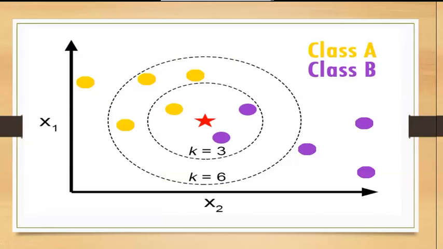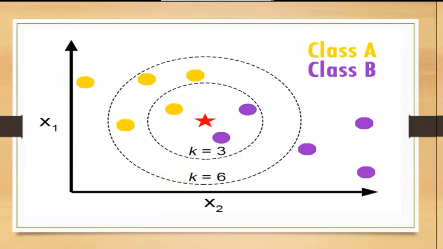So what we do is we take the K nearest neighbors to this point. Suppose K is equal to 3. We take the 3 nearest points and we see that 2 of the points are blue and 1 of the points is yellow. Since blue is the majority among these 3, we classify the unclassified point as belonging to class B. Suppose we take K equal to 6. We take the 6 points nearest to this unclassified point. This has 4 yellow and 2 blue. Hence we classify this as class A.